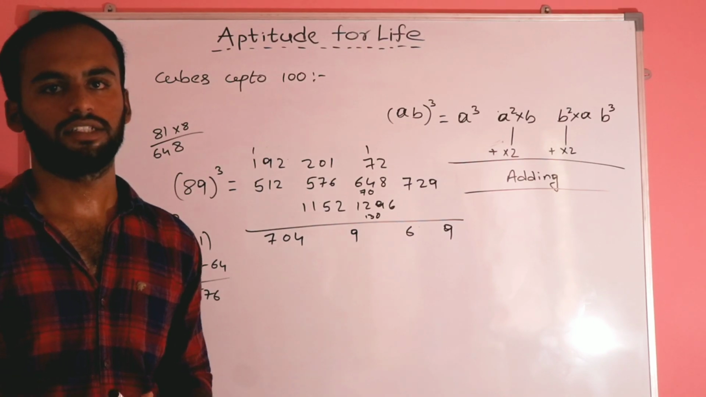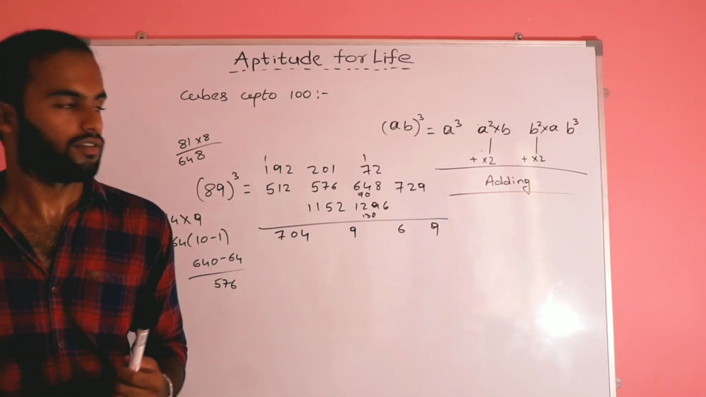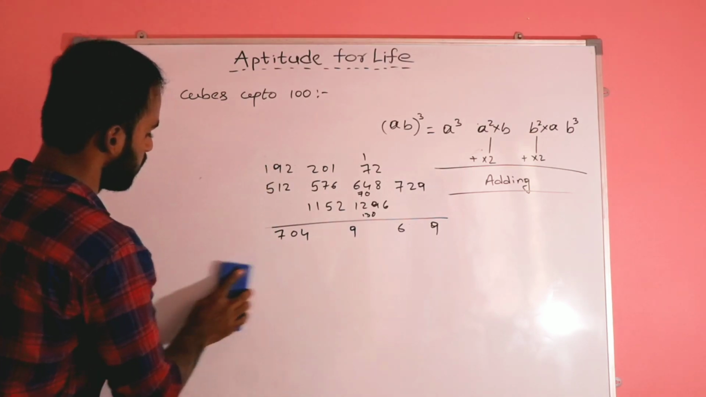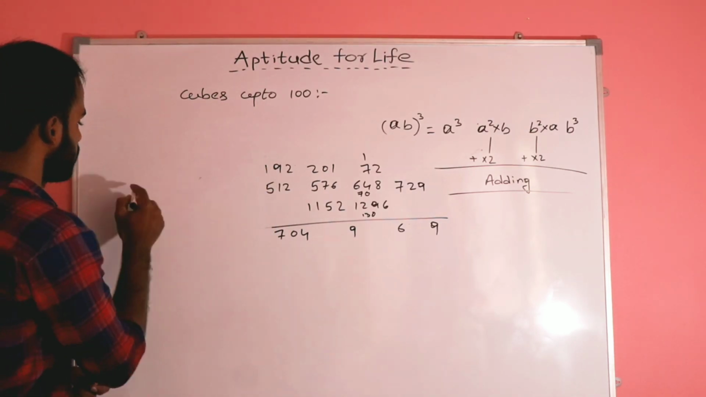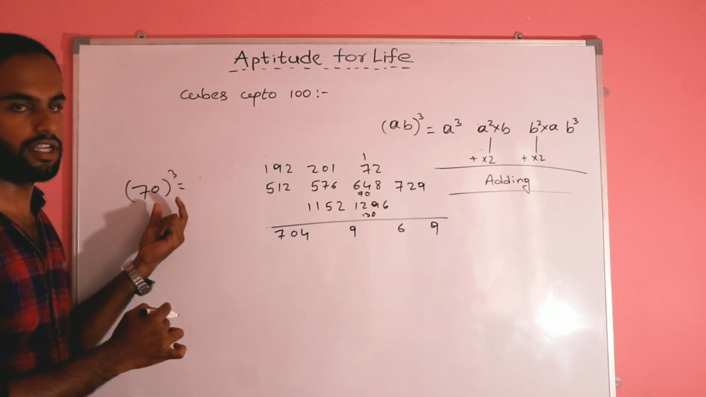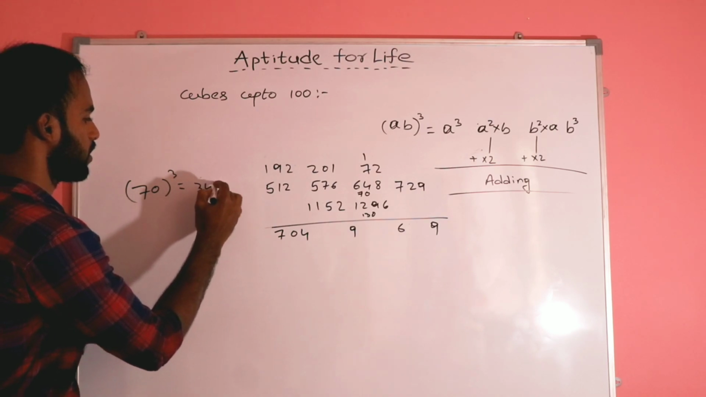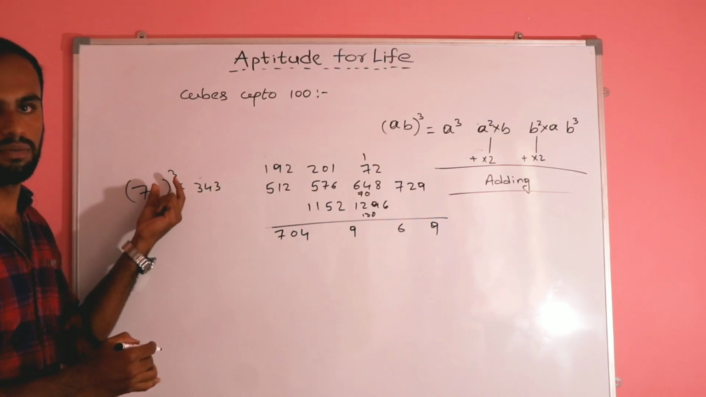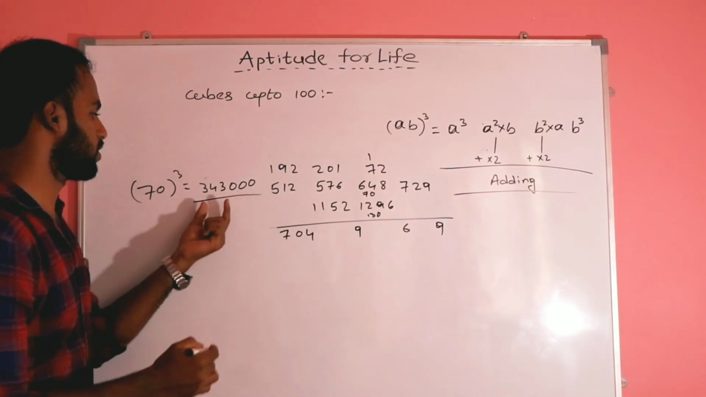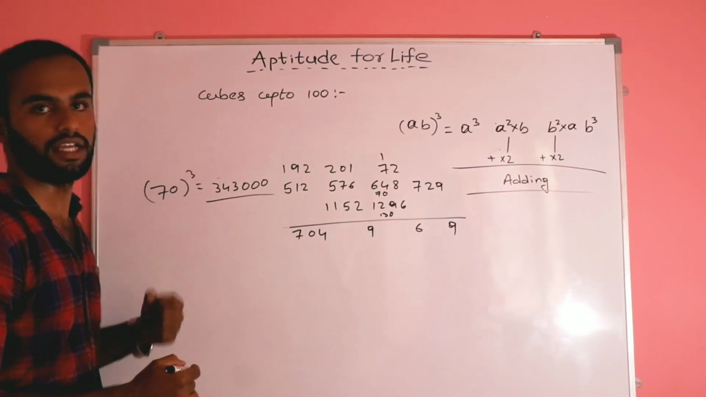In some cases there is no need to apply this formula. For example, 70 cube. What is 7 cube? 7 cube will be 343. Since it is a cube, we need to add 3 zeros. So 343,000 is the 70 cube.